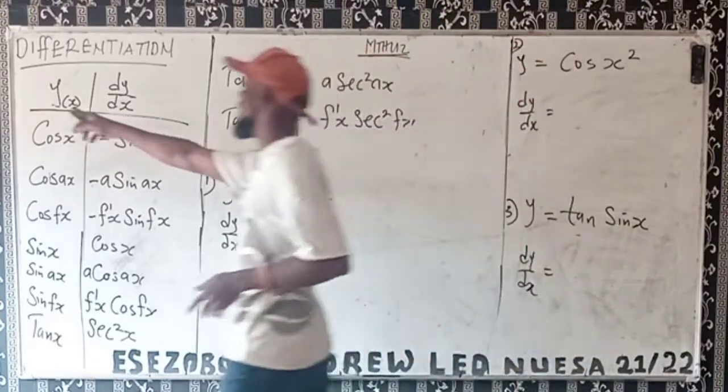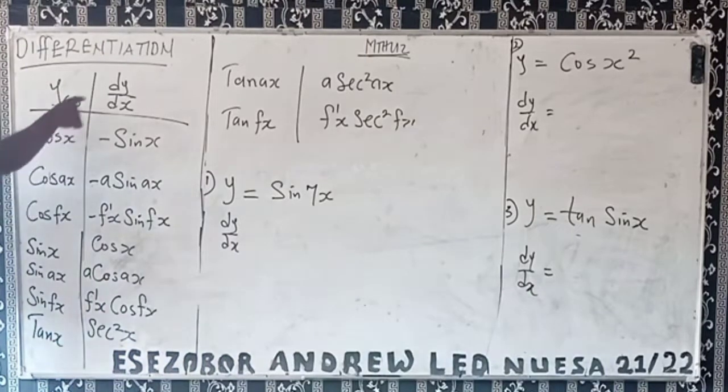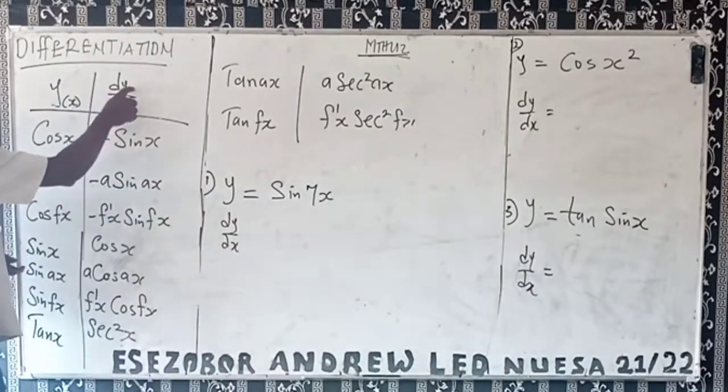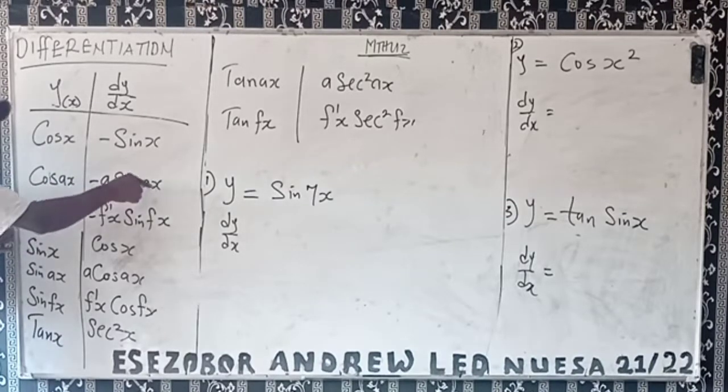if we have y as a function of x, what will be the derivative or the differentiation of this y with respect to x? That's what this table is telling us. If y is a function of x, how do you differentiate that y? If you have cos x, if you differentiate it, the answer will become minus sin x. Well, what about cos ax, where a is a number? You're going to have minus a sin ax.